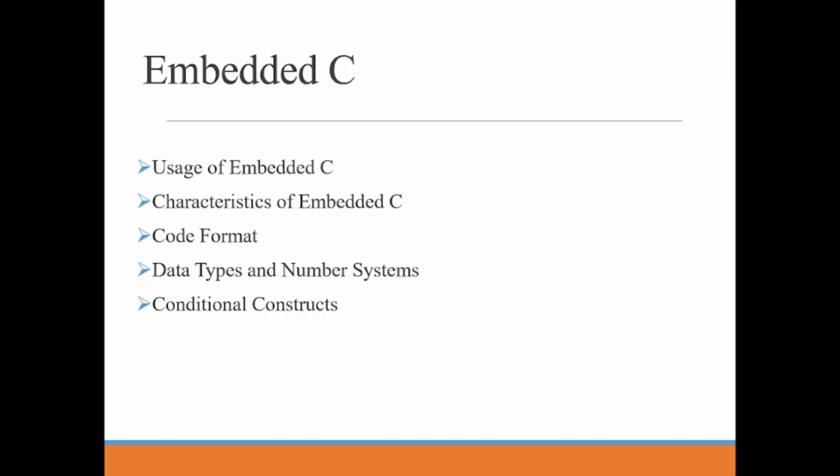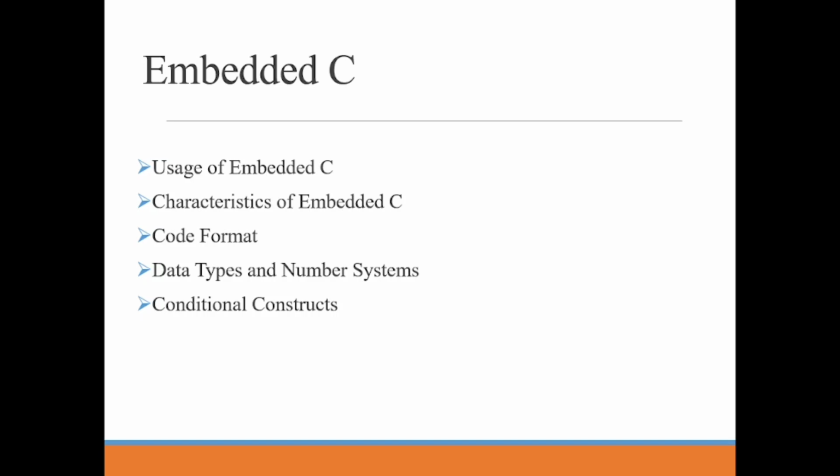In embedded C, I have learned about the usage of embedded C, where it is used, and the key difference between C programming and embedded C. I learned about the characteristics of embedded C, how it performs, and the code format, how we need to write the structured program. First we have a header file, then we define the macros, next the global variables, next the main function, and inside the function we write the programs.